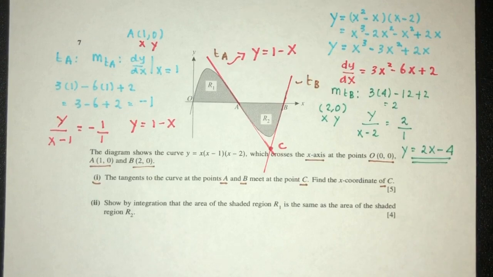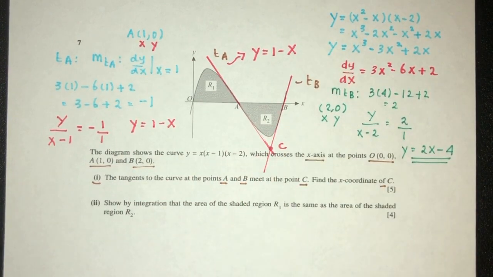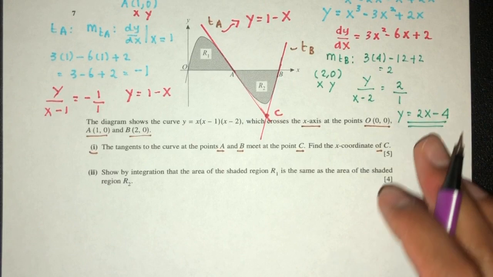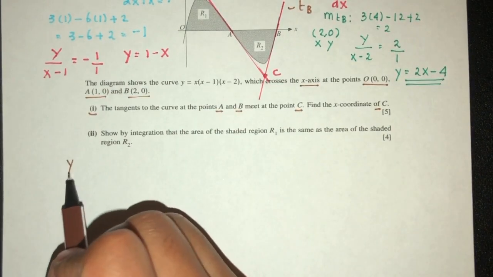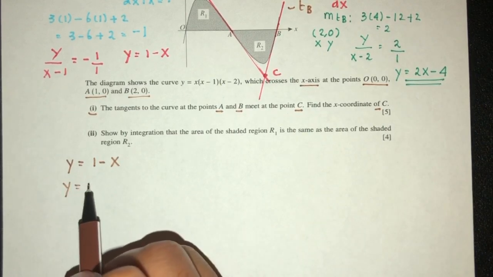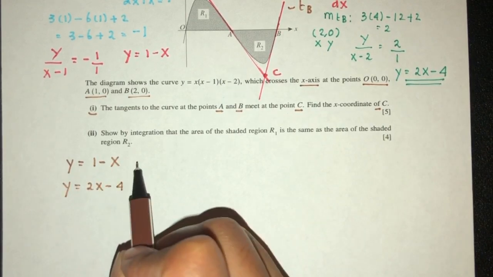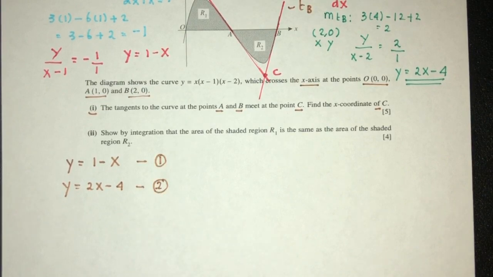Now again, to find the point C, that's the main goal here. We understand that these two lines intersect at the point C. To find the point of intersection, we have to solve the equations simultaneously. Let me write these two down. The first one is y equals 1 minus x. Here we have y equals 2x minus 4. Equation 1, equation 2, they meet, so we have to solve simultaneously.